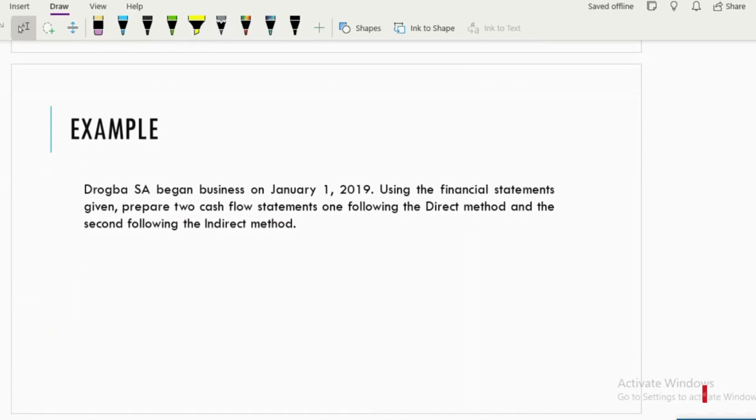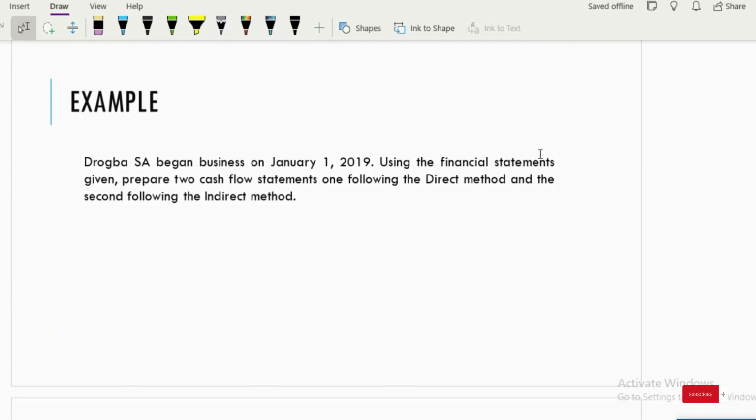So here's the example on which we will be working. Dorogba SA begins business on January 1st, 2019. Using the financial statements given, prepare. So I have some sets of financial statements on the next page. We are required to prepare the cash flow statement, whatever data is given, first by the direct method and the second following the indirect method. So I need to prepare the cash flow statement using both methods.